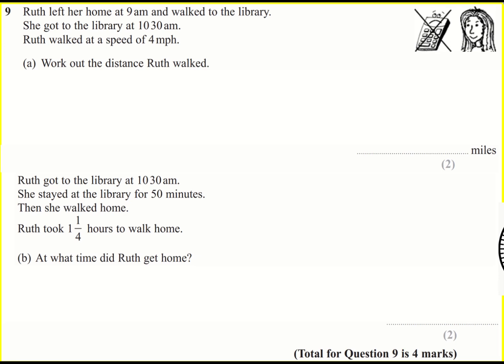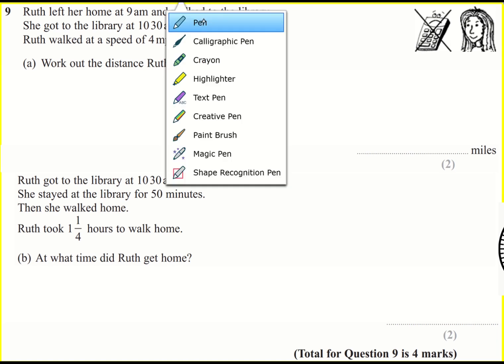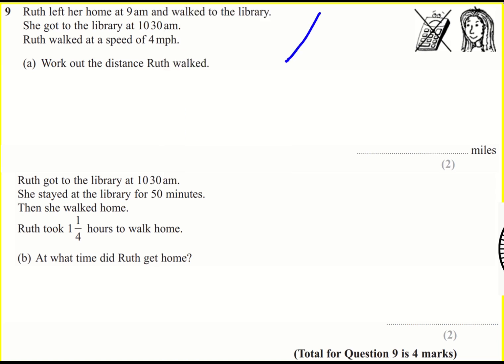Okay, so for this you need to know your speed, distance, time formula. So speed equals distance divided by time. So speed I'm going to denote by S. Speed equals distance divided by time. So therefore the distance is speed multiplied by time. So hopefully you know how to read this triangle.